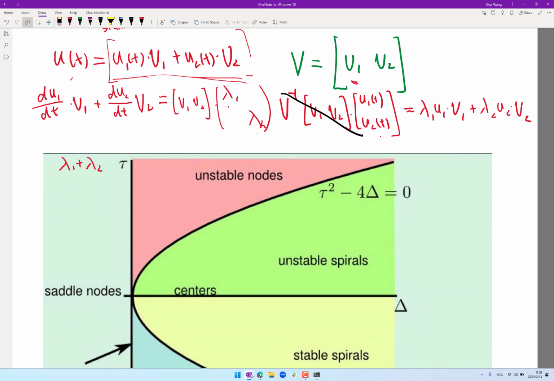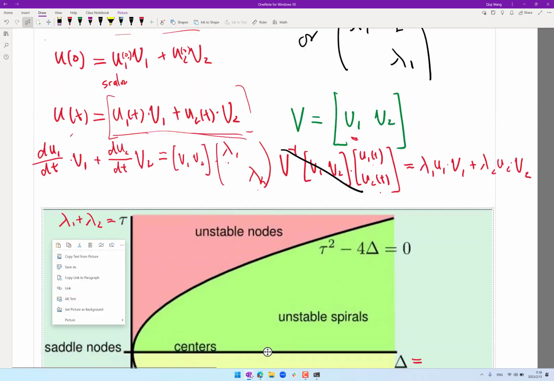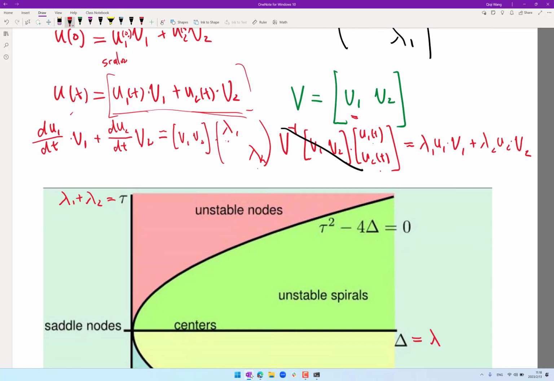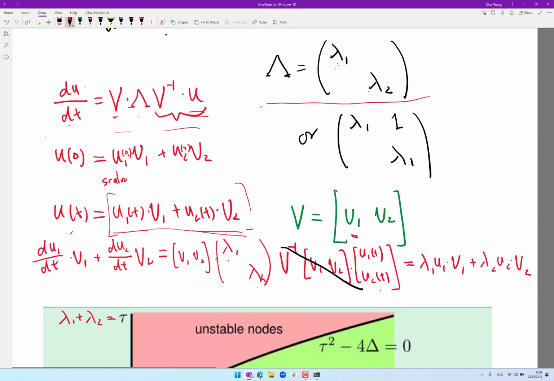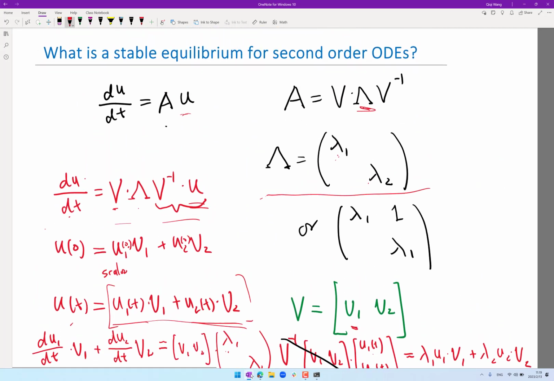And the other is the determinant of the system. So that is going to be equal to lambda 1 times lambda 2. Okay, so conveniently, the trace and the determinant are both invariant to a transformation like this.